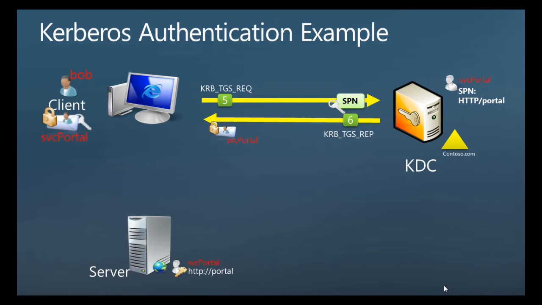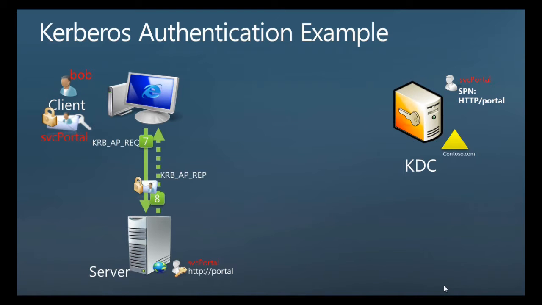So now that we have the service ticket, Bob's machine will now go back again, making the same request, but this time passing the service ticket. With the response, if the service ticket is decrypted successfully, Bob will get back the dashboard he was looking for.